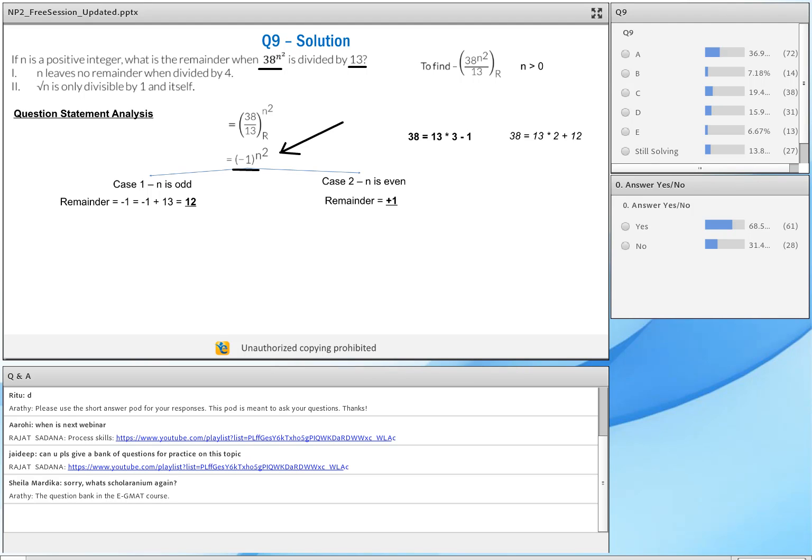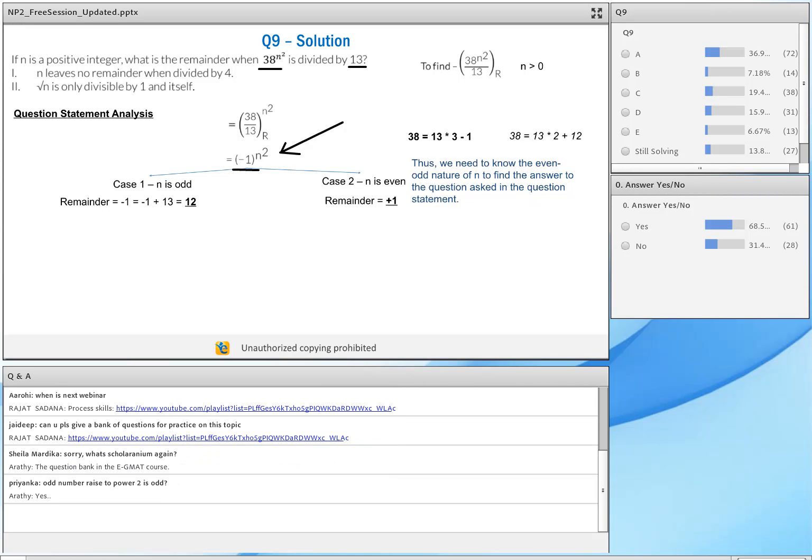All right. So let's look at this over here. The only thing that we need to figure out from statement 1 and statement 2 is, can we say with 100% certainty whether n is odd or n is even? So let's analyze statement 1. Statement 1 says n leaves no remainder when divided by 4, which means n is equal to 4k plus 0, because the remainder is 0, which means n is even, which means we can be very certain the remainder is plus 1, and statement 1 is sufficient.